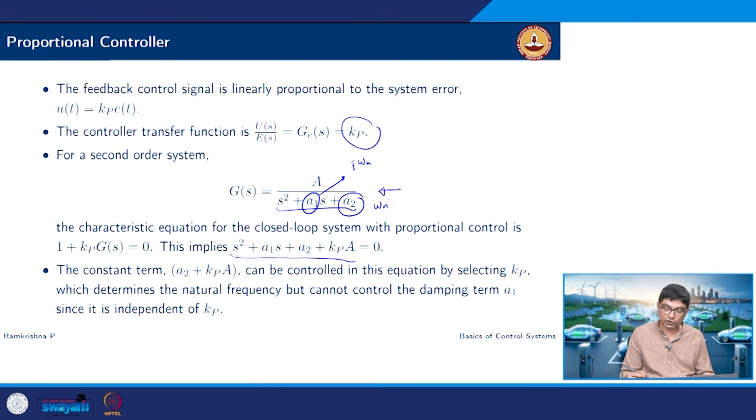So, when I add a proportional control, the S coefficient remains as it is. The only thing I have flexibility in is this term, and the only thing that can be controlled is the constant term A plus Kp a by selecting an appropriate Kp. Now, this determines the natural frequency, but at the same time I cannot control the damping of the system.